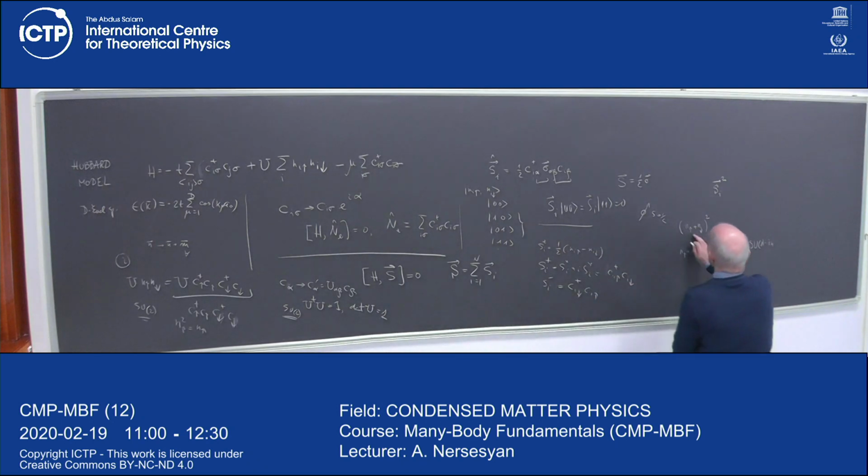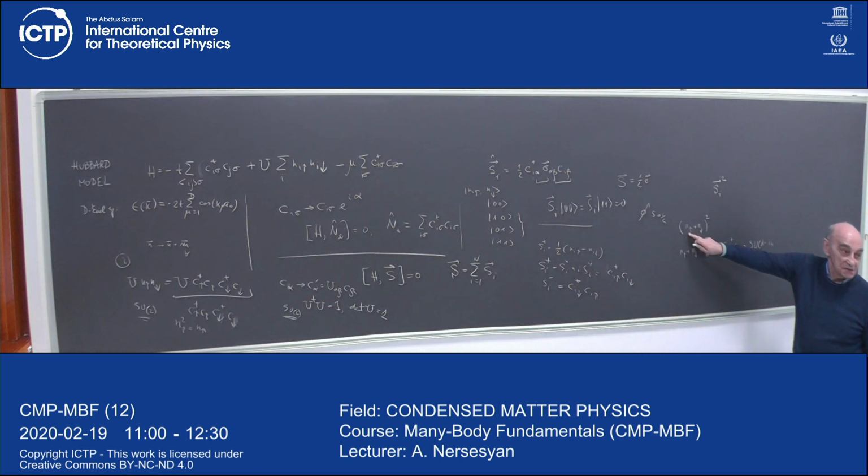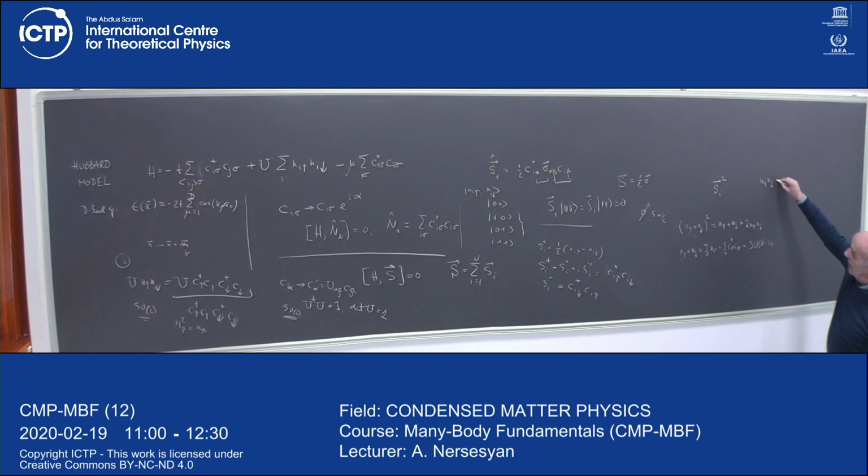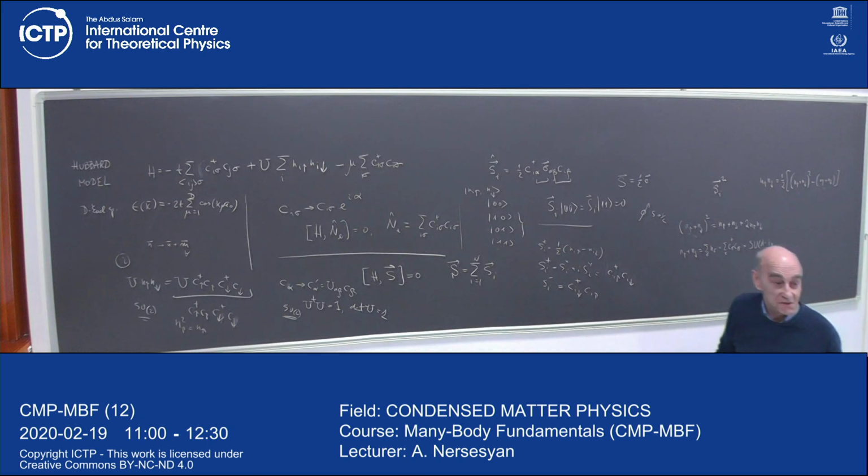On the other hand, if I take a square of this, the square of the fermionic occupation number is the same occupation number. So it gives me n up, the second square gives me n down, and here I have twice n up n down. Therefore, n up n down is one half of (n up plus n down) squared minus (n up plus n down). This is an SU2 invariant, and this is an SU2 invariant. Therefore, this is an SU2 invariant. Full stop.